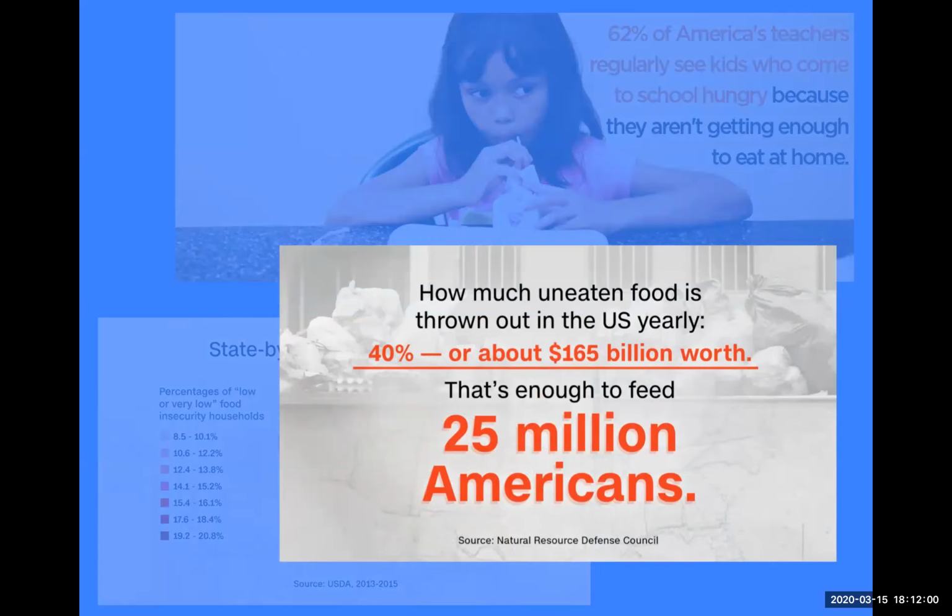That's in spite of the fact we throw out 40% of all the food we buy. This concludes the political part of the class, right? But that's nuts. Yeah, we can do better.